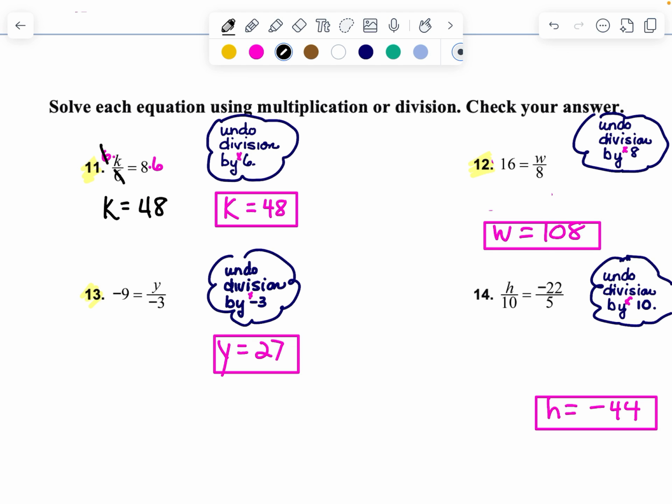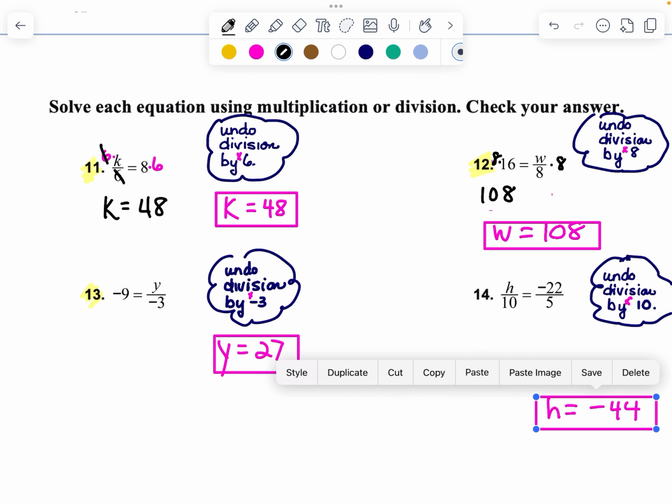For number 12, we're going to multiply both sides by 8. And when we do, on the left-hand side, you're going to get 108. 8 times 10 is 80 plus 48. That would be 108 is equal to, then on the right-hand side, the 8's will cancel, and you just get w. So you get w is equal to 108.